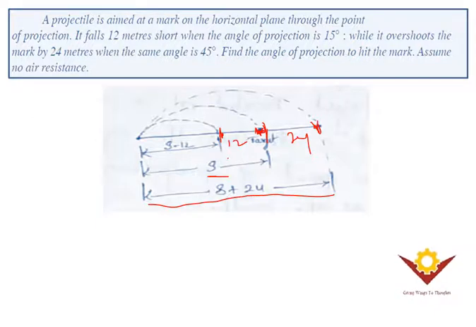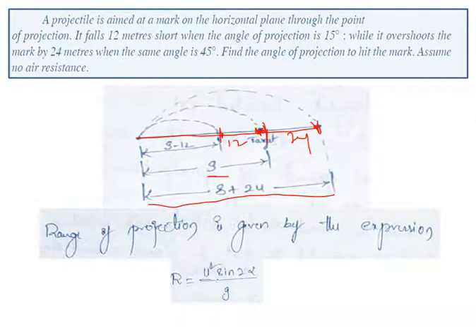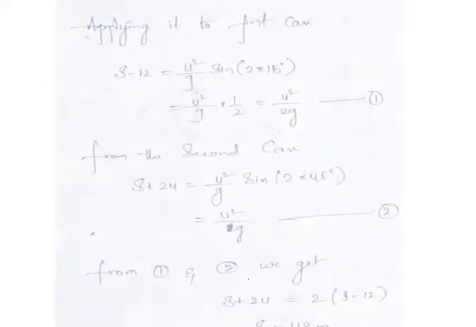The total problem is based on the range, right? From here to here, it is a range. So first we'll see the range formula. The range of projection is given by the expression R equals U square sine 2 alpha divided by G. It is not sine square alpha. It is sine 2 alpha. Clear?